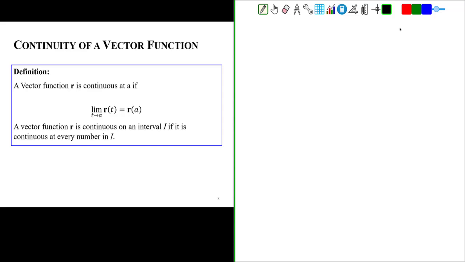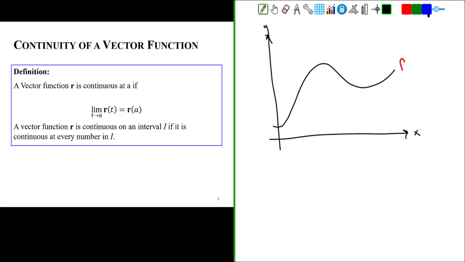Let's talk about what it means for a function to be continuous. This is just a very quick Calculus 3a review. Let's take a function f of x. If you notice, while I drew that function, I didn't have to lift my pen.